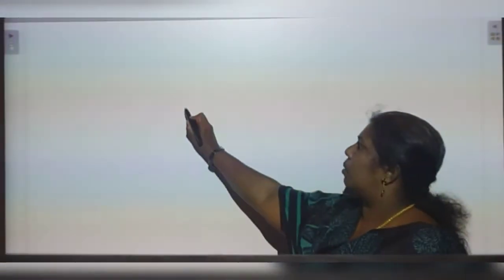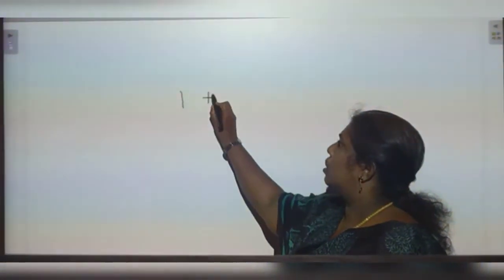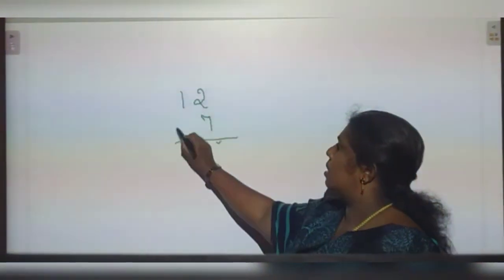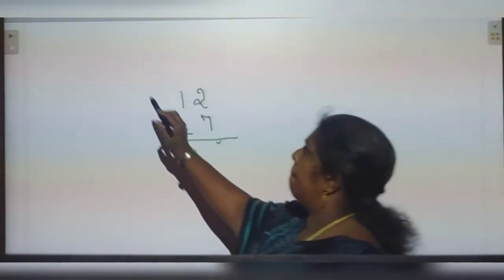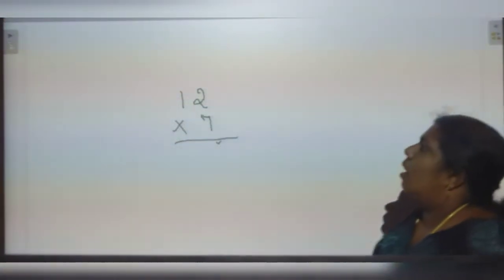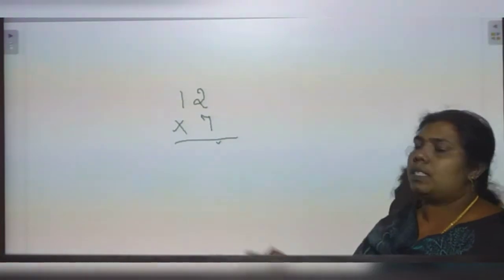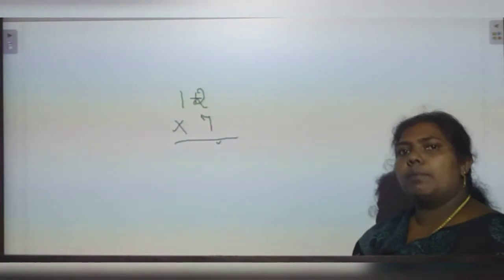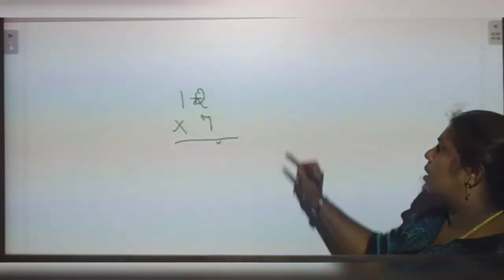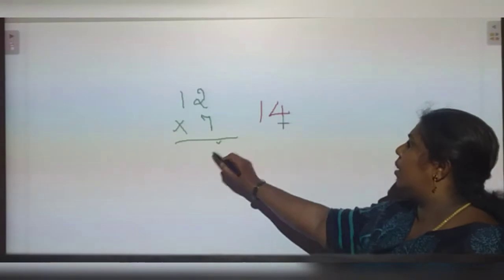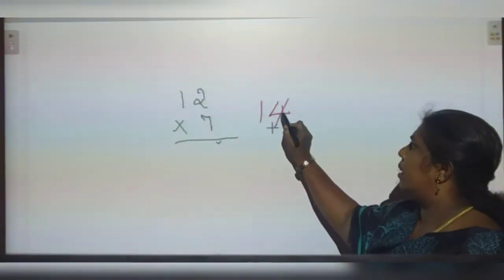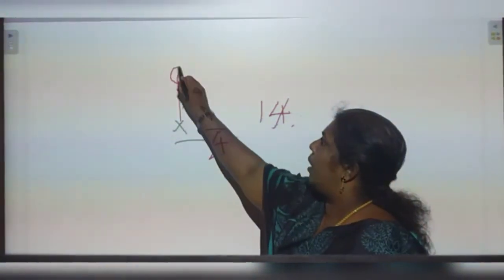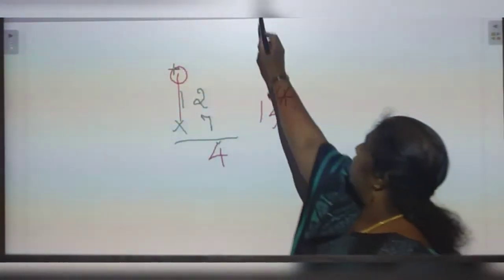See here, I am going to give you some questions. For example, 12. Here you are going to use the 7th table. What is the answer? First we are going to multiply these two numbers, 7 times 2. 1 7 is 7, 2 times 7 is how much? 14, right? But you should not write that 14 here. Write the 4 directly here, then the tens place.